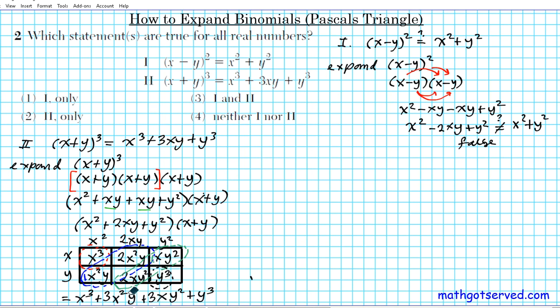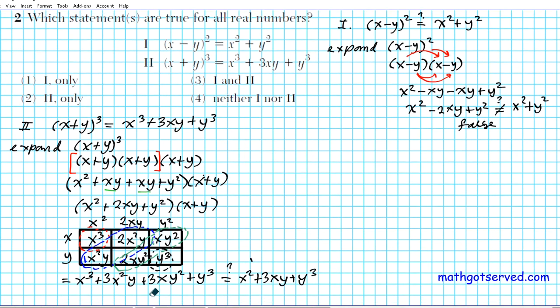Okay, we can't combine these two because we have x squared y and xy squared. Is this equal to x squared plus 3xy plus y cubed? The answer is no. This, ladies and gentlemen, is false. They are not equal to each other.